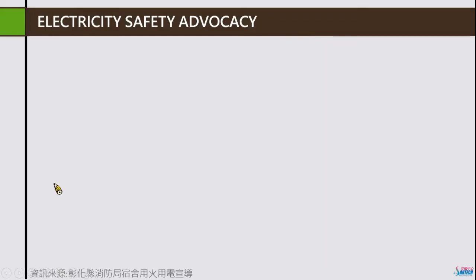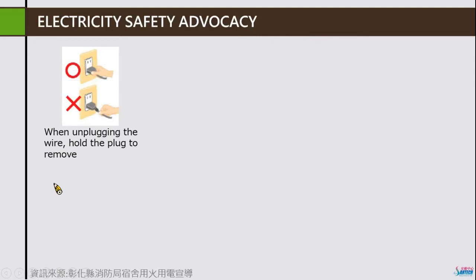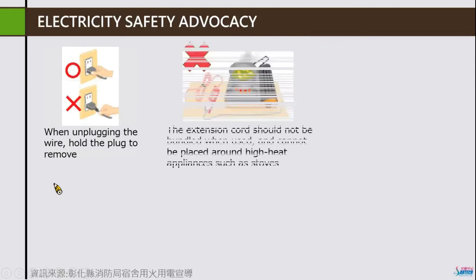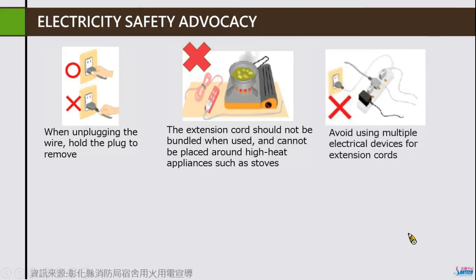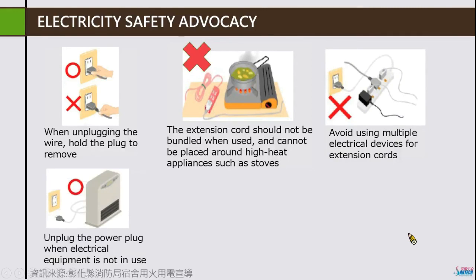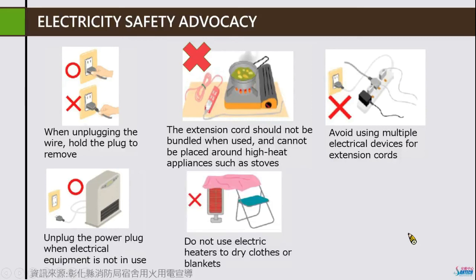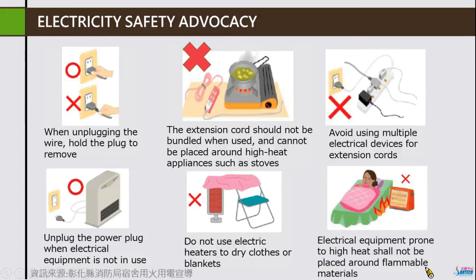Electricity safety advocacy. When unplugging the wire, hold the plug to remove. The extension cord should not be bundled when used and cannot be placed around high heat appliances such as stoves. Avoid using multiple electrical devices on extension cords. Unplug the power plug when electrical equipment is not in use. Do not use electric heaters to dry clothes or blankets. Electrical equipment prone to high heat shall not be placed around flammable materials.